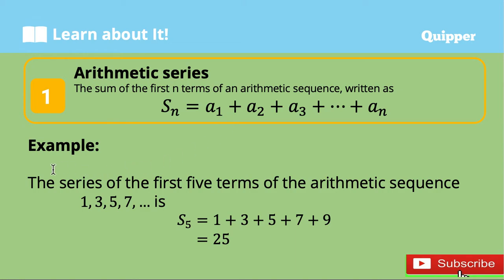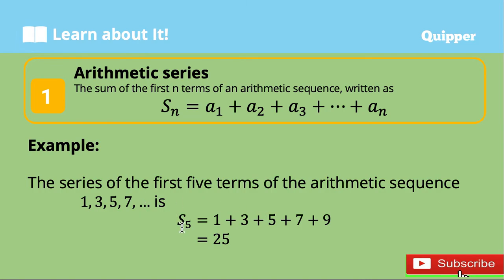For example, find the series of the first 5 terms of the arithmetic sequence 1, 3, 5, 7, and so on. Here, the first thing to do is find the first 5 terms of this given arithmetic sequence. You can do that by using the common difference, which is 2. You add the common difference to get the next term. So you have 7 plus 2 is 9, and 9 is the 5th term. So you already have your first 5 terms. Now add all of them to get the series.